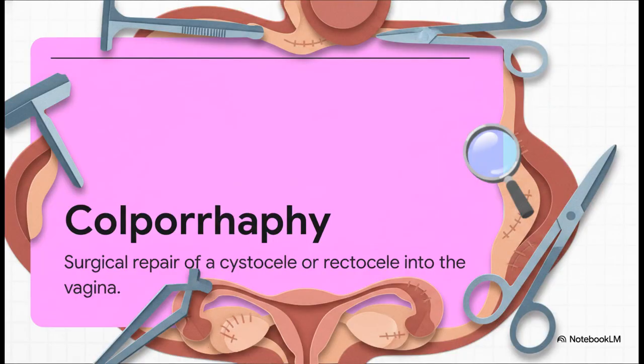This is a very high probability exam term. It combines the colp/o root for vagina with the raphy suffix, which indicates suturing or surgical repair. Whether it's repairing a cystocele involving the bladder or a rectocele involving the rectum, colporrhaphy is the umbrella procedural term you need to be ready to select.